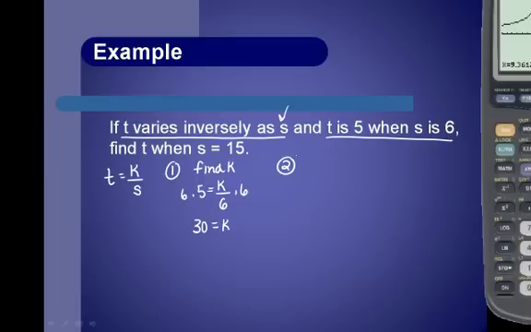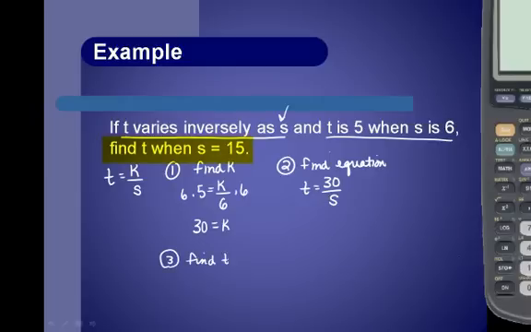Second thing we're going to do is find the equation. Our equation was t equals k over s, but we know k is 30, so our equation becomes t equals 30 over s. And then the third part says find t when s is 15. So we're going to take s is 15 and plug it into our equation. t equals 30 divided by 15, so t is equal to 2.